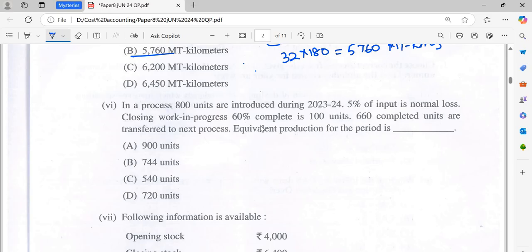So here I want to calculate only equivalent production. So what is the equivalent production here? We have completed units, that is 660 units totally completed. Plus here closing stock is 60% completed. So out of 100 units, it is equivalent only to 60%. So 100 into 60%, we will be having 60. So 660 plus 60, 720 units. So option D will be the right answer.